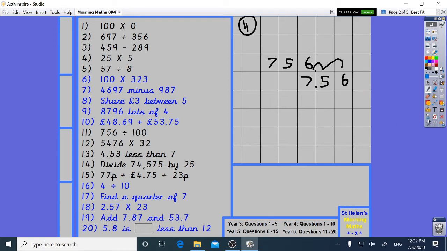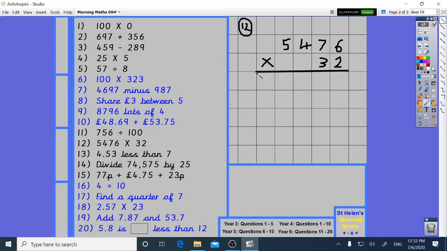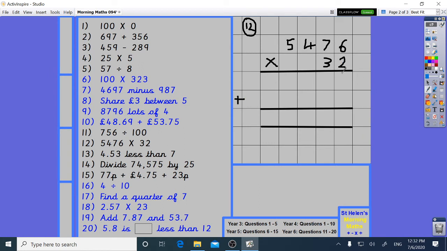So 7.56. Question 12. Okay, question 12 is a standard multiplication. 5,476, timesing it by 32. You can see there's 2 digits here, so I'm going to have 2 rows to add up when I solve this. So let's put those 2 lines in there and have an answer line there. We know we're going to be adding, so we'll stick the addition operator there. 2 times 6 is 12. 2 times 7 is 14, plus 1 is 15. Get rid of that 1. 2 times 4 is 8, plus 1 is 9. 2 times 5 is 10. This time we're multiplying by the tens column, so we put the 0 in our answer to start with.